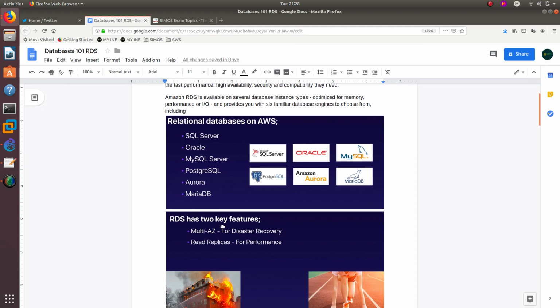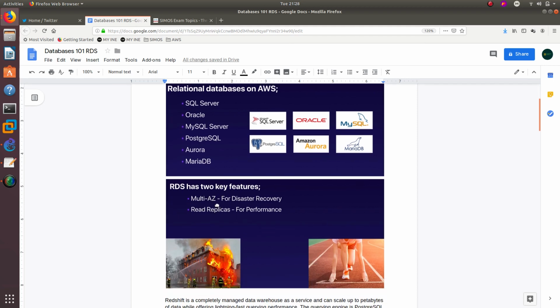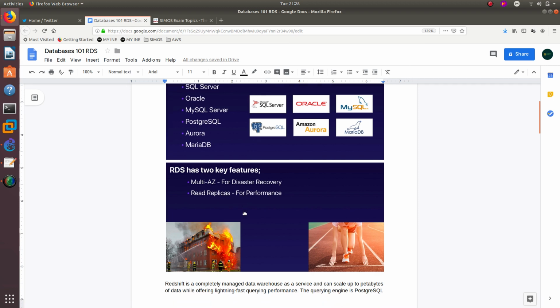And RDS has two key features. The first one is multi availability zone, and this is just for disaster recovery. That's what it is for. And read replicas, which is for performance.